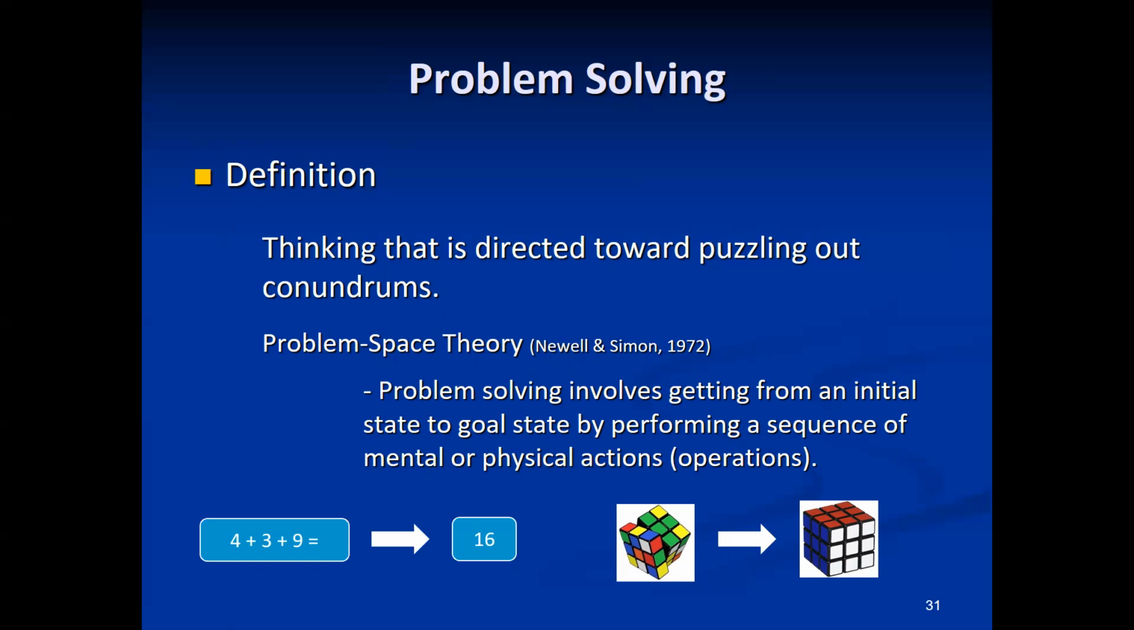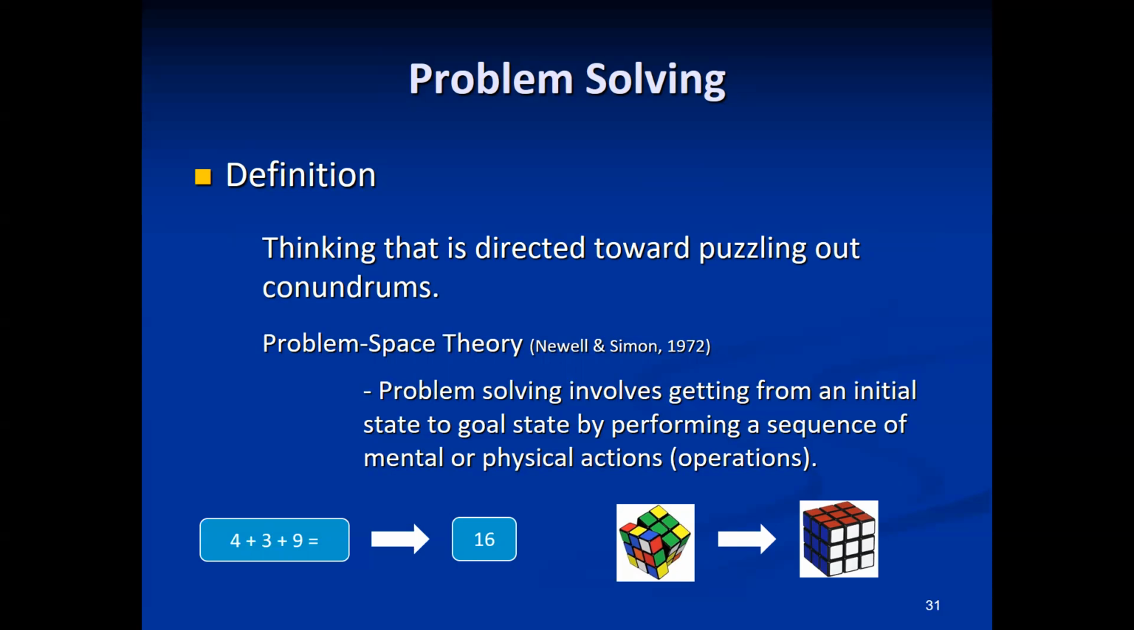This theory holds that problem solving involves getting from an initial state to a goal state by performing a sequence of mental or physical actions. These mental or physical actions are known as operations. For example, one can arrive at the solution to the math problem shown by performing a sequence of mental actions, adding 4 plus 3 plus 9.